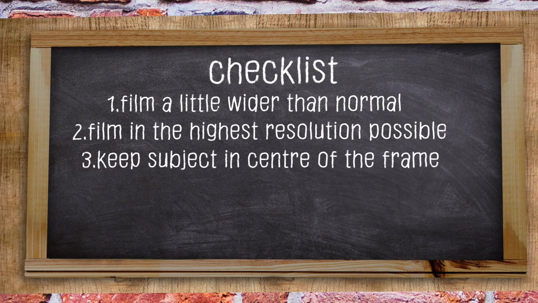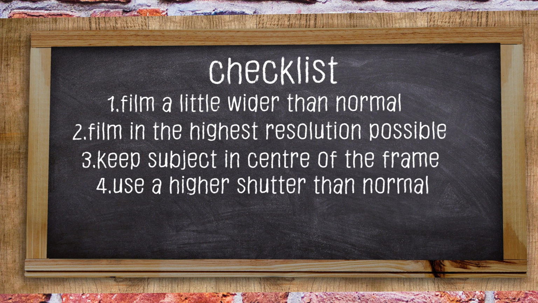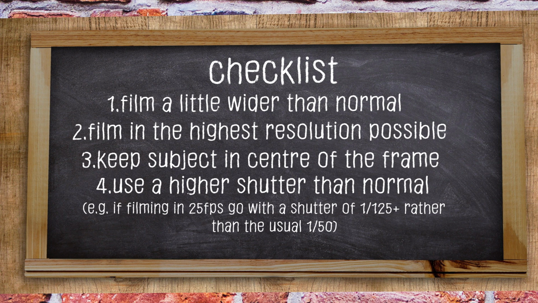Thirdly, try and keep your subject in the center of the frame as much as possible. Fourthly, use a higher shutter speed than you normally would. So in video, we normally say go double your frame rate. So if you're filming in 25p, you'd be 1 over 50. For this, you probably want to be at least 1 over 100 if you're doing a 25p clip, possibly go even higher than that if there's a lot of movement, as you want to try and minimize the amount of motion blur as possible.